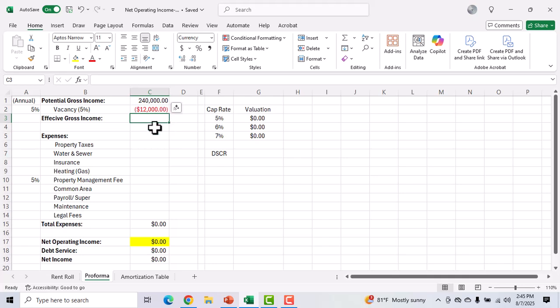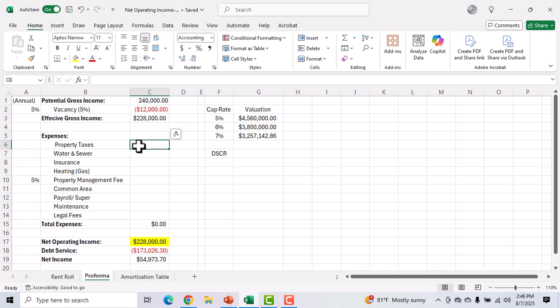Now, if you're underwriting a deal or you're underwriting a loan, you can underwrite it at 5%, or you can underwrite it at a higher vacancy. The vacancy rate is going to depend on your local market, so you always want to reach out to your broker and understand the actual vacancy rate of your local market. But for the purposes of this exercise, we're just going to use a vacancy rate of 5%. So once we have our vacancy amount, we're going to subtract that from our potential gross income, and that's going to bring us to our effective gross income.